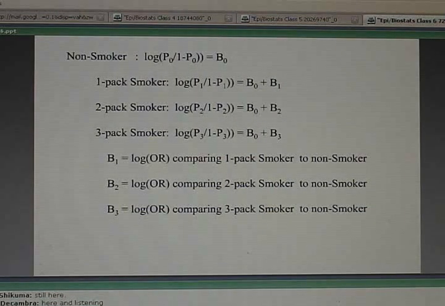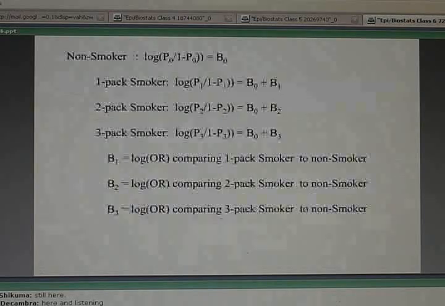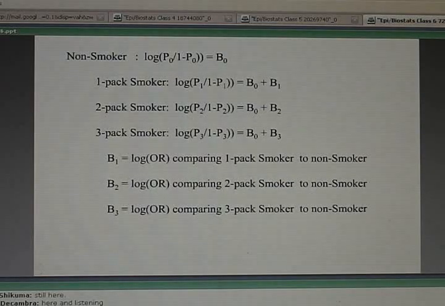A 2-pack-a-day smoker, if I go back to the previous slide, is a 0 for PAX1, and a 1 for PAX2, and a 0 for PAX3. So he or she gets a B0, doesn't get the B1 because PAX1 is 0, but does get the B2 because PAX2 is equal to 1. It doesn't get the B3 because PAX3 is equal to 0. So what that person gets from this model is a B0 plus a B2. A 1-pack-a-day smoker gets a B0 plus a B1, and a 3-pack-a-day smoker gets a B0 plus a B3.